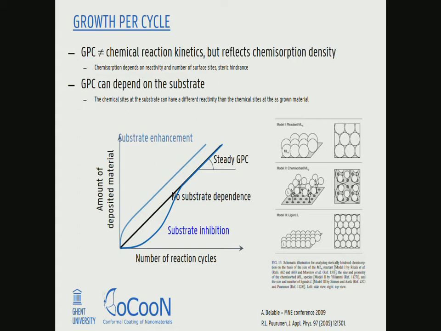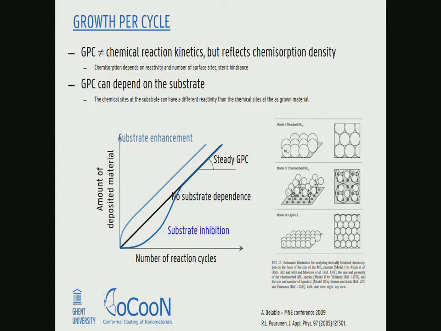You can have substrate enhanced or substrate inhibited growth, because initially you're growing on whatever substrate you're putting in your reactor. You start growing aluminum oxide, and after a while you start to grow aluminum oxide, in this case, on top of aluminum oxide. So here you're not growing on a substrate, you're growing the film on existing film. Here you start to grow on whatever substrate you have put in your reactor.